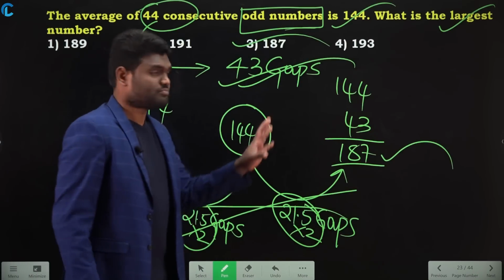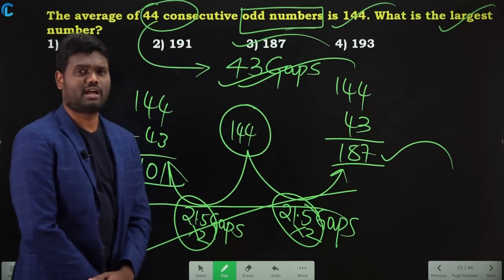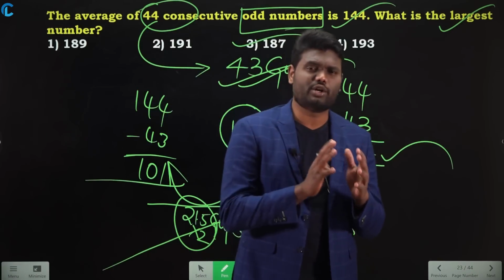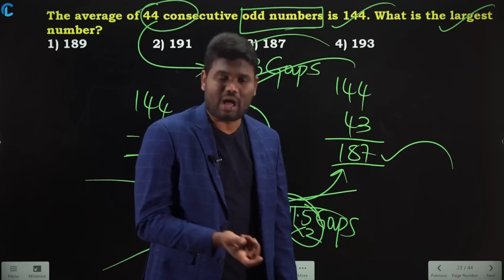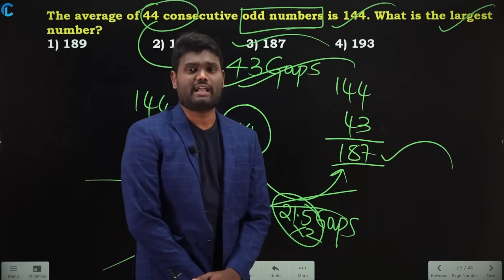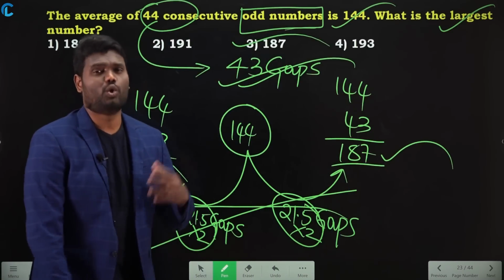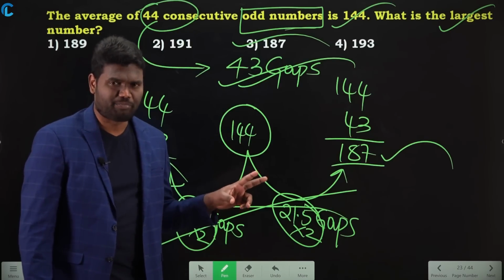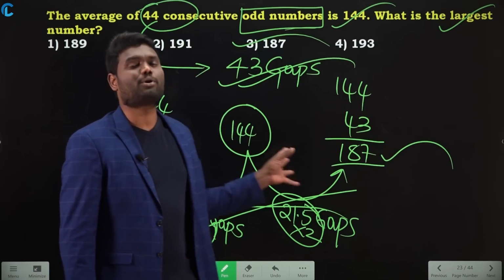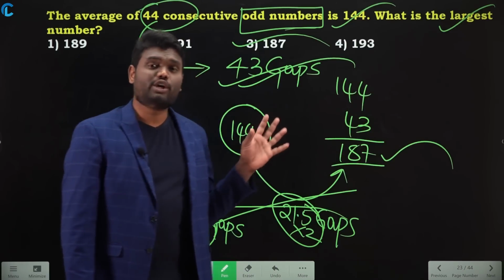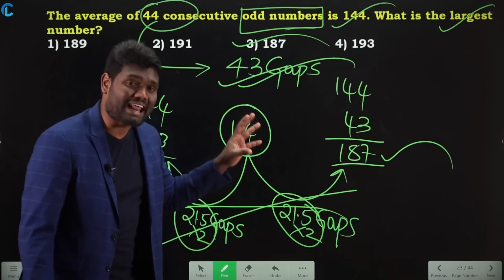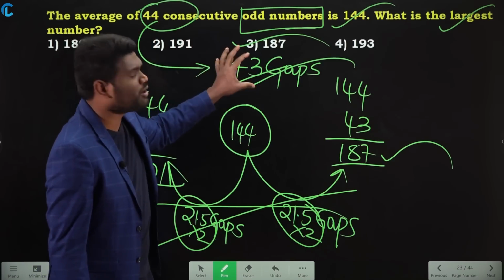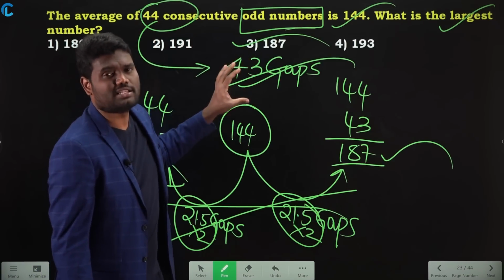That is the reason, whenever you have questions like consecutive odd numbers or consecutive even numbers, and they have given you the average, and they ask you to find the highest number or lowest number, then if they ask you for the highest number, directly add the number of gaps value. If they ask you for the lowest number, directly subtract the number of gaps value. For 44 consecutive numbers, the number of gaps is 43. So that is the reason for what I have done.